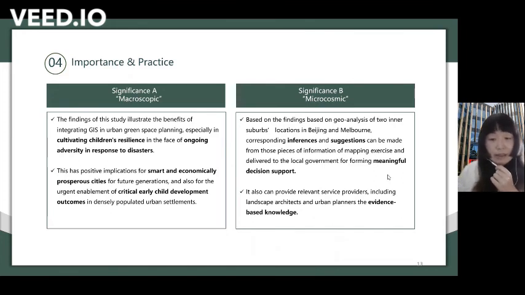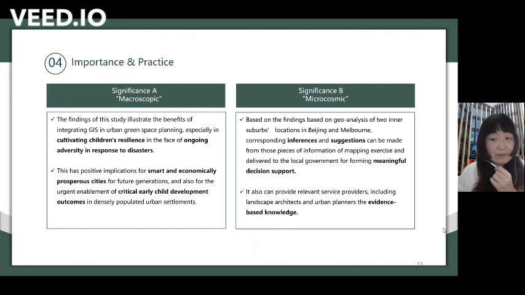This has positive implications for smart and economically prosperous cities for future generations, and also for the urgent enablement of critical early childhood development outcomes in densely populated urban settlements.